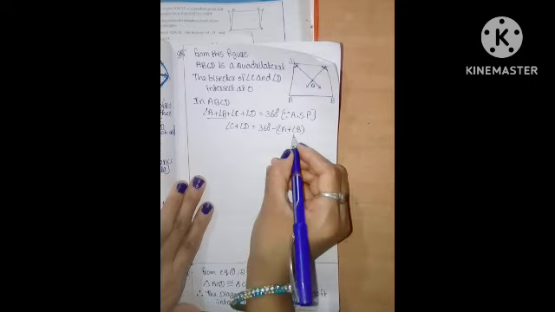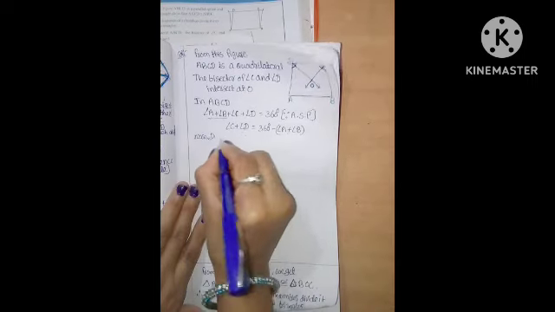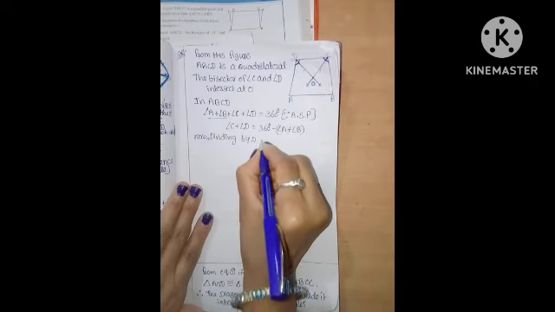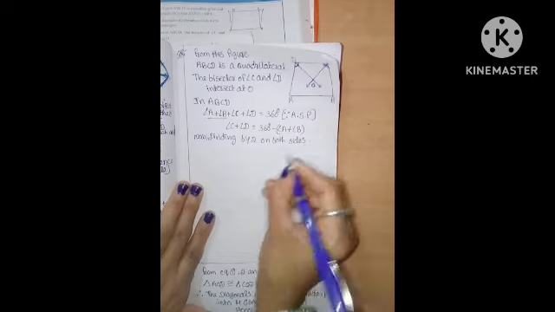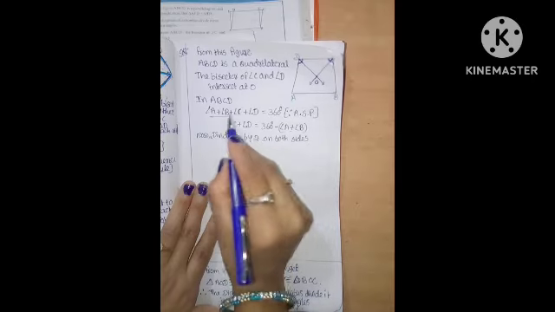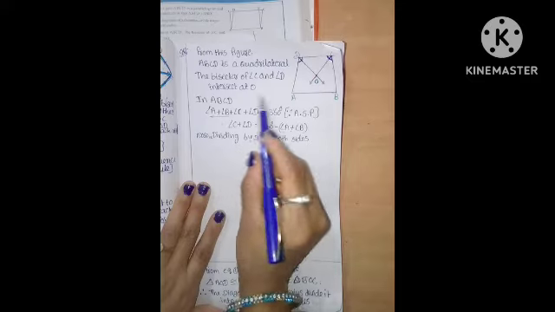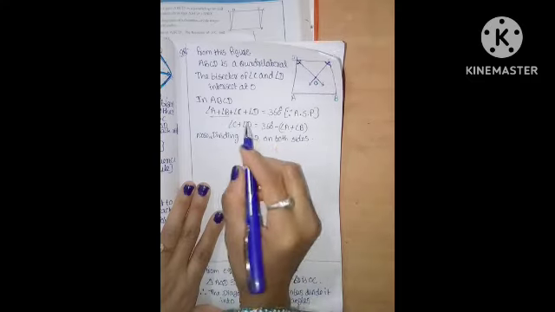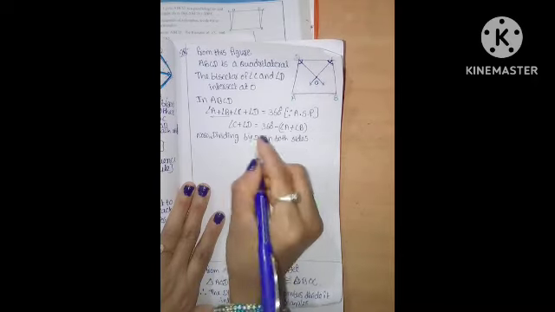Now dividing by 2 on both sides. Are you clear? Why were angle A plus angle B moved to the other side? In the given question, the right hand side is what we have to prove, so these two angles are moved to the other side. So, dividing by 2 on both sides.